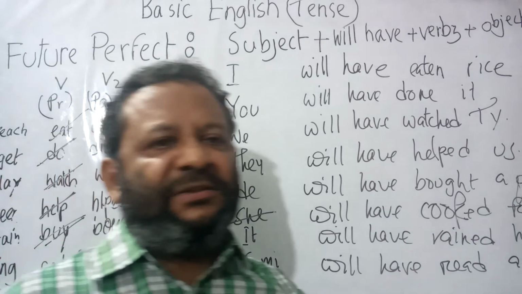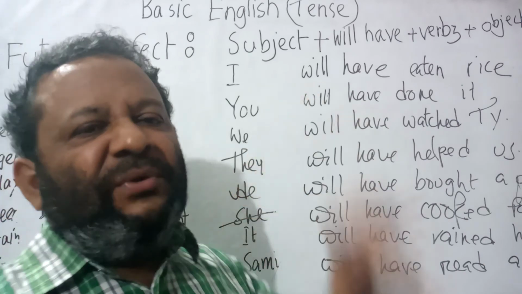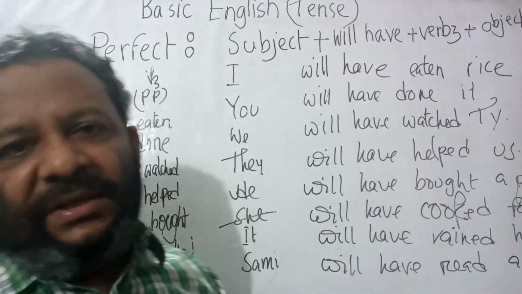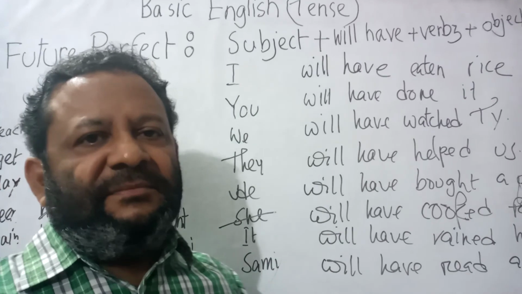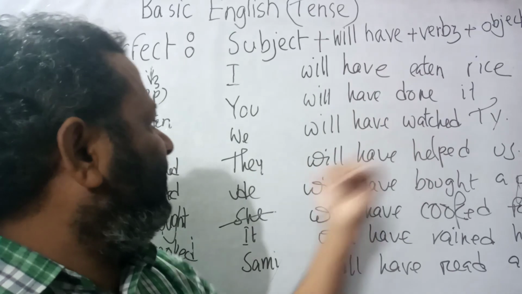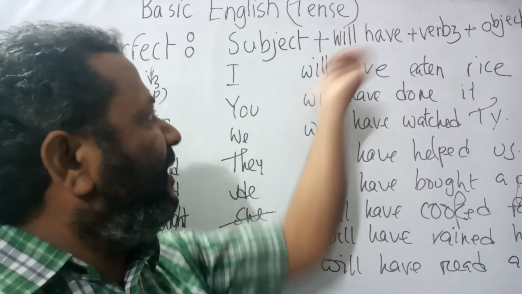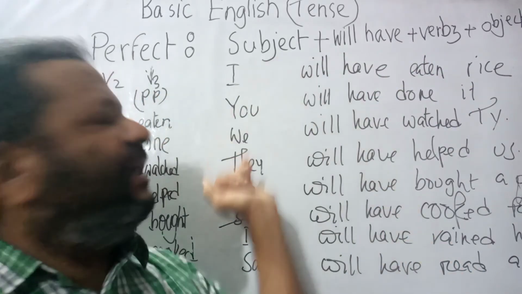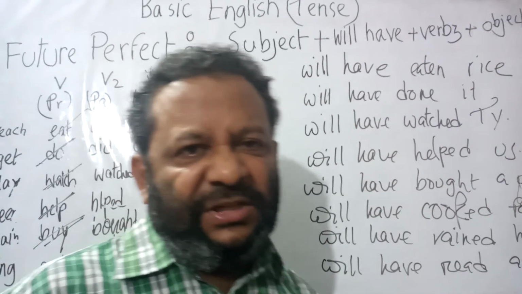Now, viewers and students, we can replace the subjects as per our requirement. Say, instead of I, I can easily say you. I will have eaten rice. Now, I can say you will have eaten rice. We will have eaten rice. They will have eaten rice. He will have eaten rice. She will have eaten rice. It will have eaten rice. Sami will have eaten rice. This is how we can make sentences by using the subject as per our requirement, and we can also change the objects.